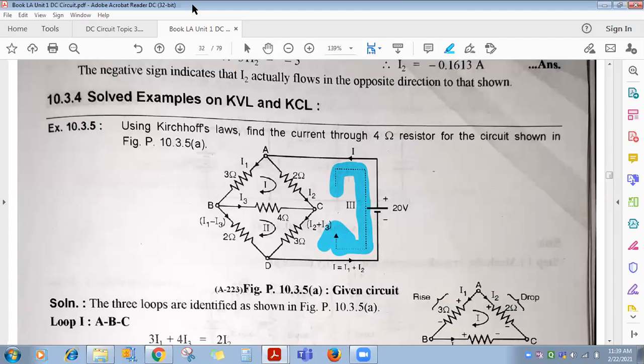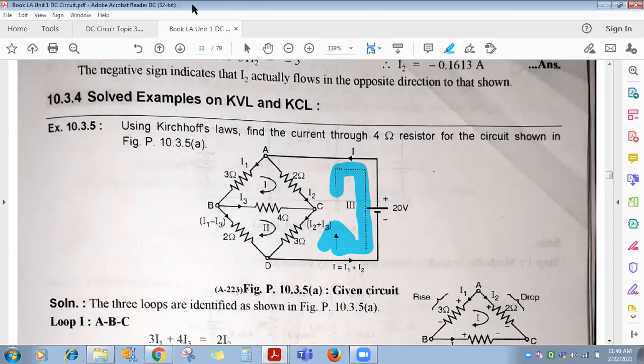Out of the loops, any 2 loops you can select, but the third one, or any one loop, must have the 20 volt voltage source in it. Clear? Means whatever the 3 loops we are going to select, out of these 3, at least one loop must contain the 20 volt voltage source. Okay.